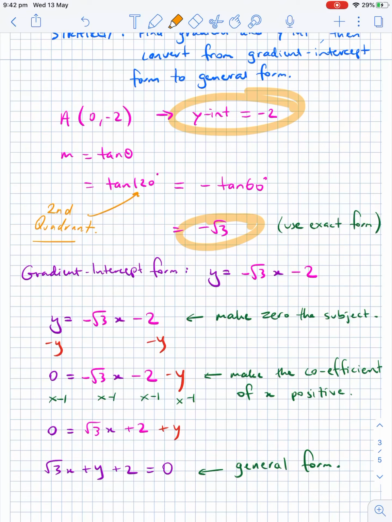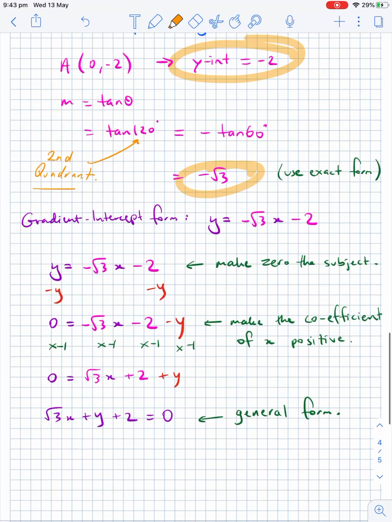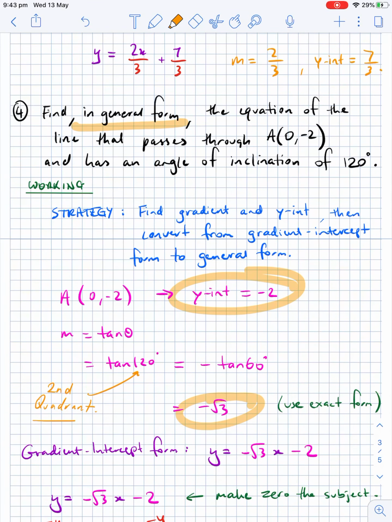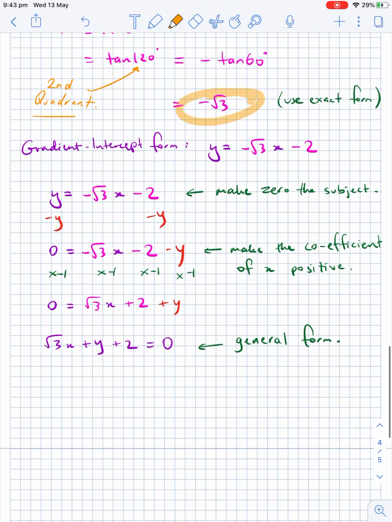It's too messy. So our gradient intercept form becomes this. Our gradient is -√3, and our y-intercept is -2. So they go on the end. Make sure you put your x and your y in the correct places. Now we need to change this to the desired form, general form. So how do we get 0 on one side and make the x-coordinate positive?